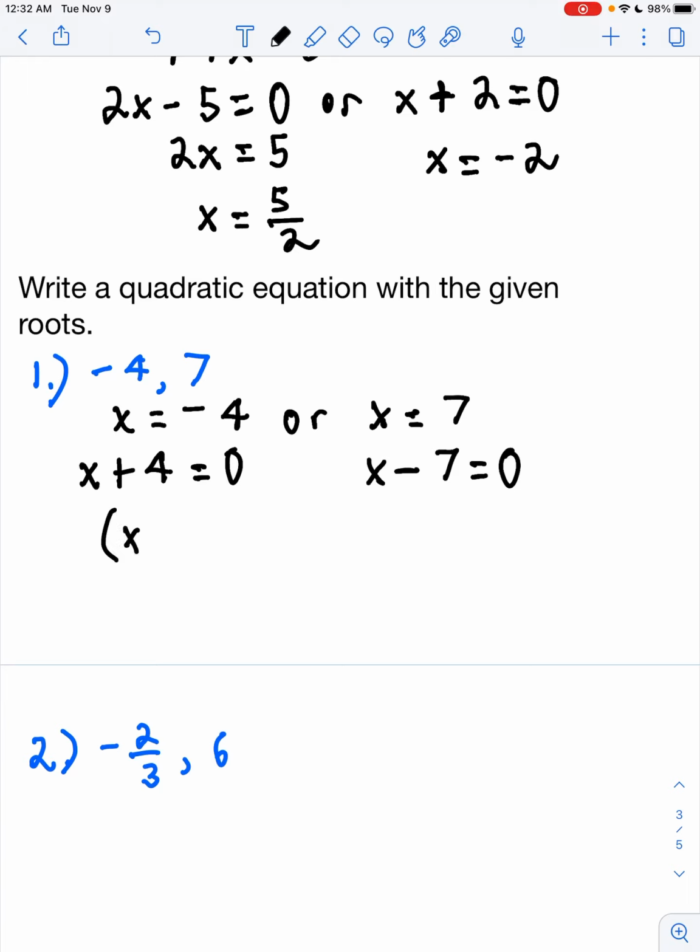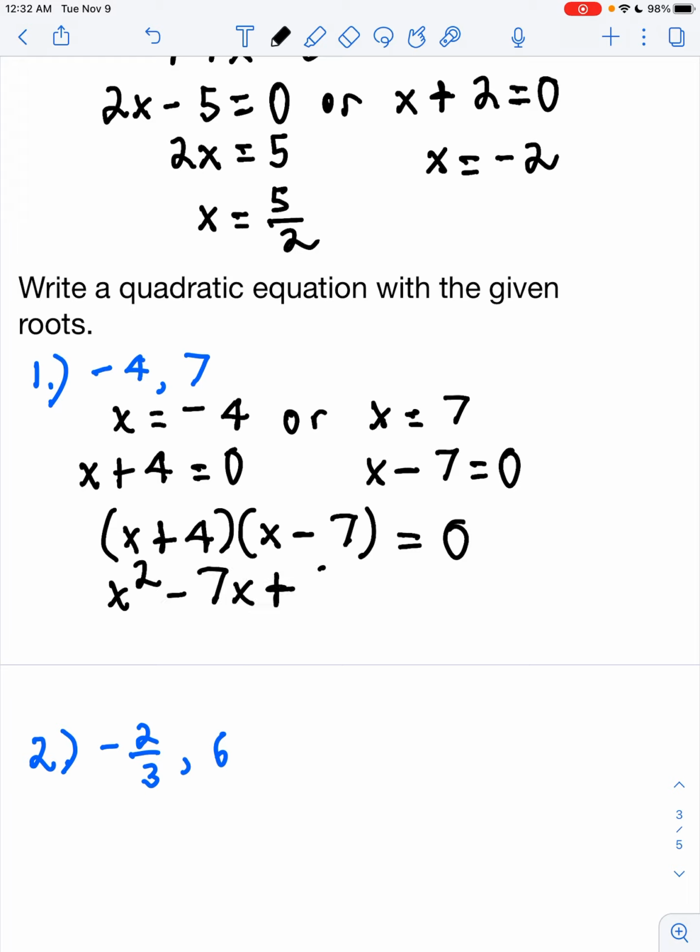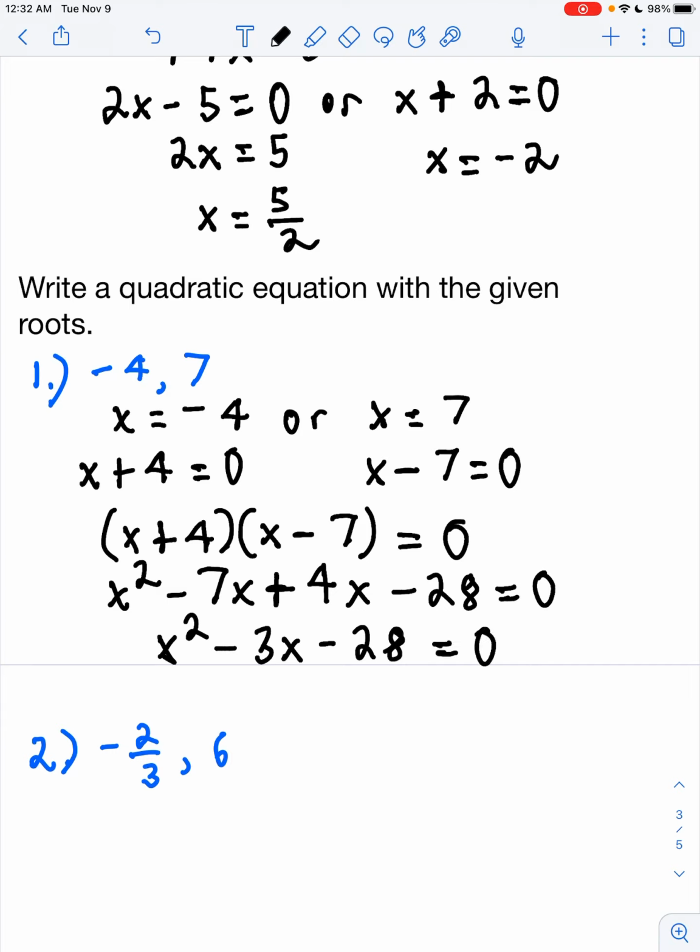At this point, all I need to do is take the product of those two factors to get the equation that would have those roots. And if I multiplied, I get x squared minus 7x plus 4x minus 28 equals 0. And by combining like terms, I'd have x squared minus 3x minus 28 equals 0.